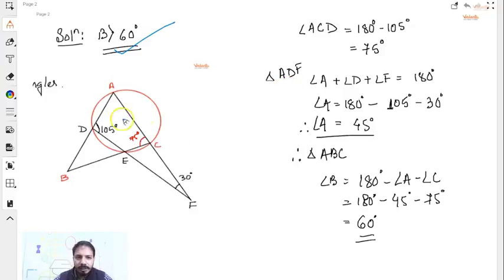I will just quickly go through it again. In triangle ADF, this is 30, this is 105, so you will get this as 45 degrees. And this ADEF is concyclic, so if this is 105, this will be 75. Now in triangle ABC, if this is 45 and this is 75, you will easily get this angle as 60 degrees, right? So this is how you can solve this.